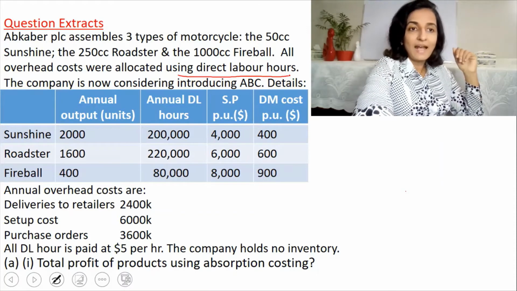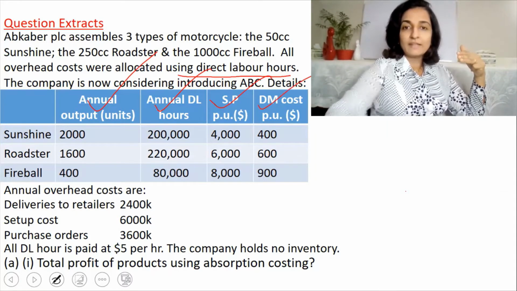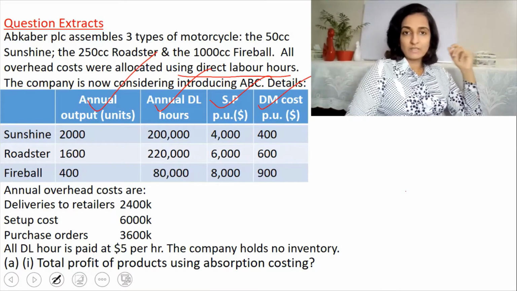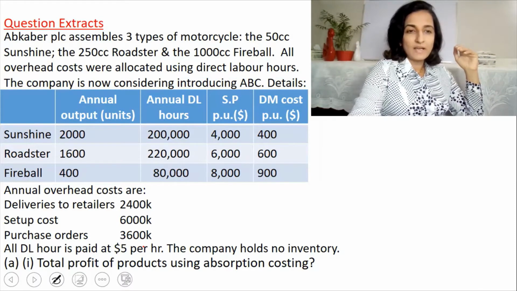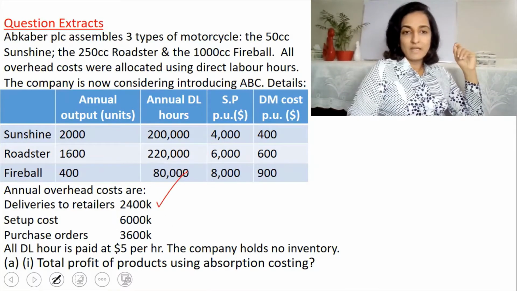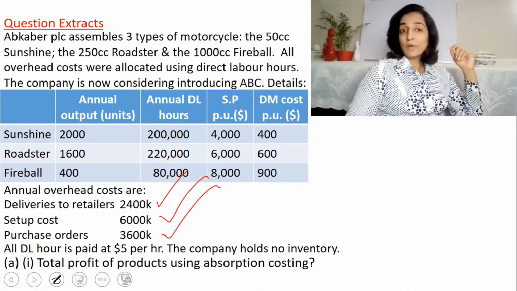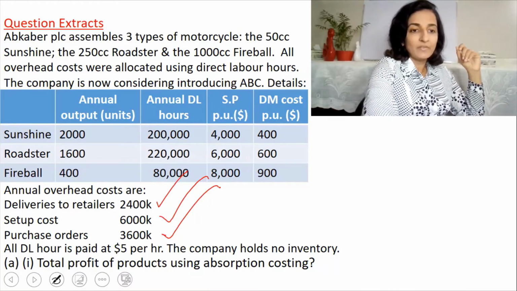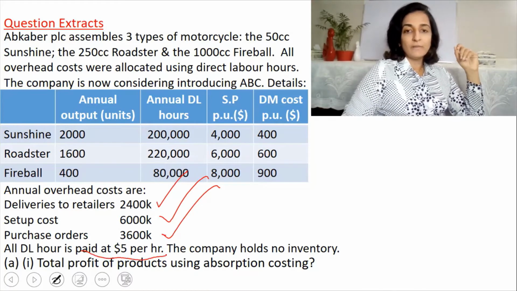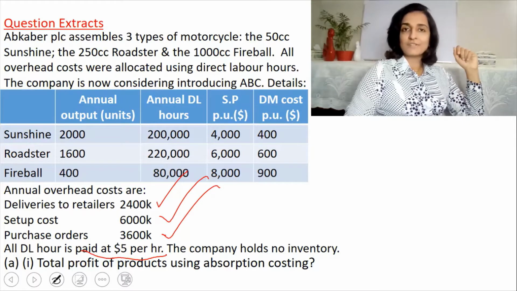The details given are the annual output in units of the three products, the annual direct labor hours, the selling price per unit, and the direct material cost per unit. Annual overhead costs are, so you have three types of fixed overheads. One is deliveries to retailers, 2.4 million, setup cost 6 million, and purchase order cost 3.6 million. All direct labor hours are paid at $5 per hour. The company holds no inventory. What is the total profit of the products using absorption costing?